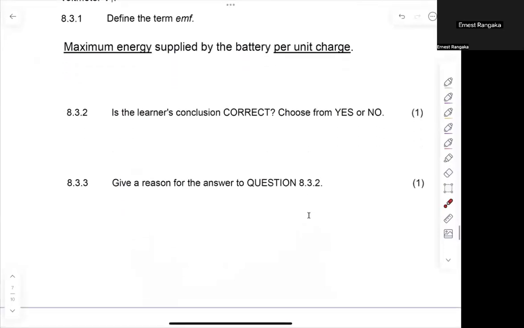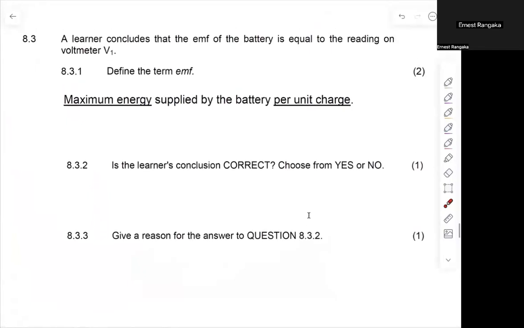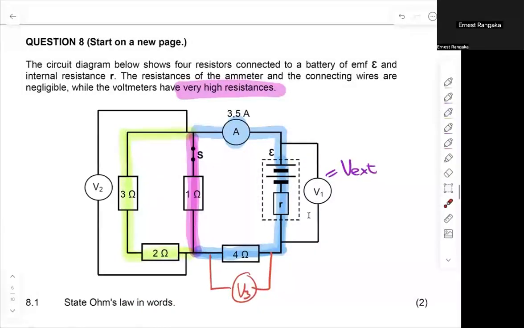Cool. 8.3.2, is the learner's conclusion correct? Choose from yes or no. And it says the learner concludes that the EMF of the battery is equal to the reading on voltmeter V1. Is the learner's conclusion correct? Do you guys think yes or no? Quickly post in the chat. The learner says that the EMF of the battery is equal to the reading on V1. So V1 is what we're going to see on that voltmeter. Is that going to be the same thing as the EMF? Quickly post in the chat.